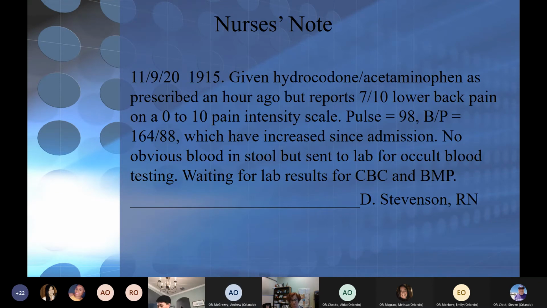So what I want you to do with this one, I want you to highlight the findings in this note that indicate that our patient's drug therapy is not effective. If you had a highlighter, what would you highlight to indicate that the drug therapy that we've given to the patient is not effective?